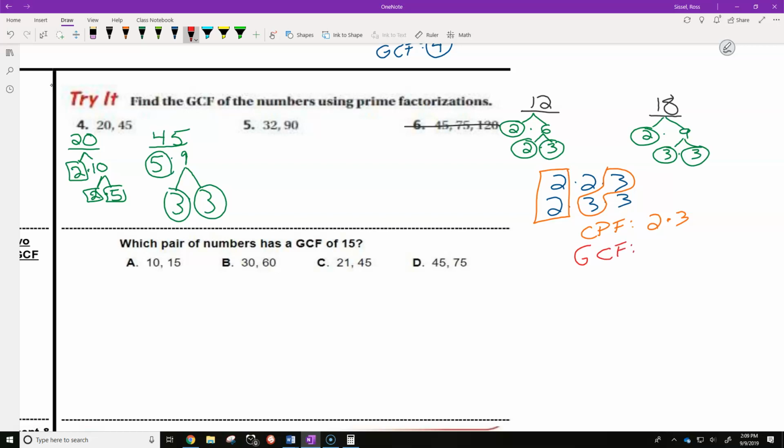Sarah? 6. Good. With prime factorization, we must multiply. We don't say 3. When we list, example 1, where we listed all the factors, you look at the common factors, and you pick the biggest number. When you do prime factorization, and you have your common factors, you multiply.